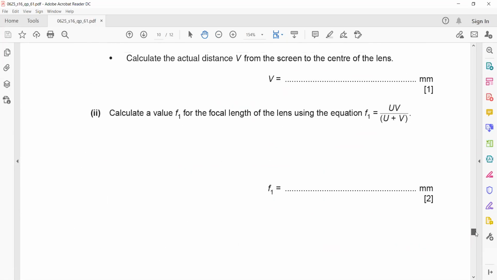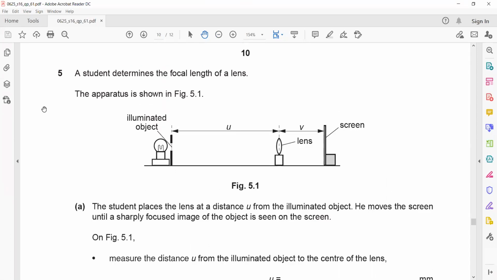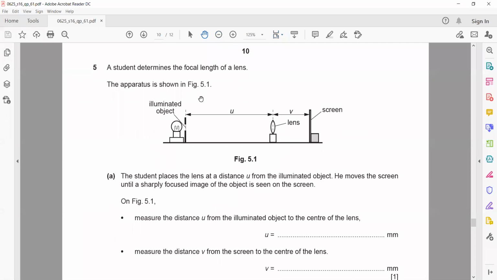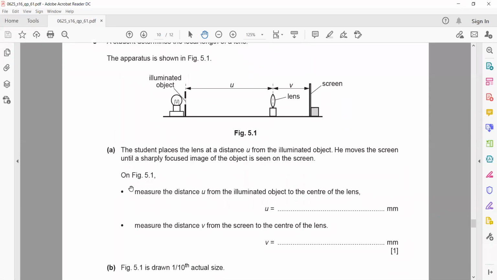So in this question, apparatus is shown. A student determines the focal length of a lens. The student places the lens at a distance u. An illuminated object is there. He moves the screen until he observes a sharp focus image. On the figure, measure the distance u. So you have to use a ruler scale. You will measure this distance. Right now you cannot measure because it's not the hard copy.